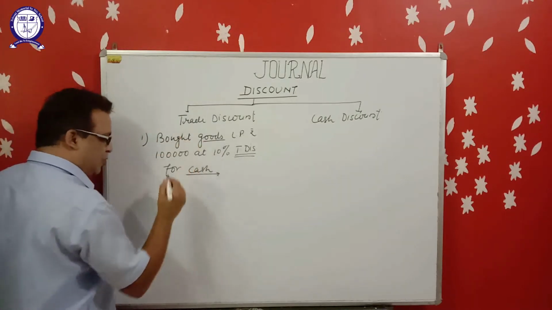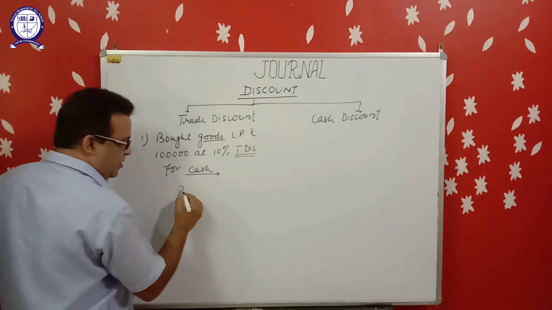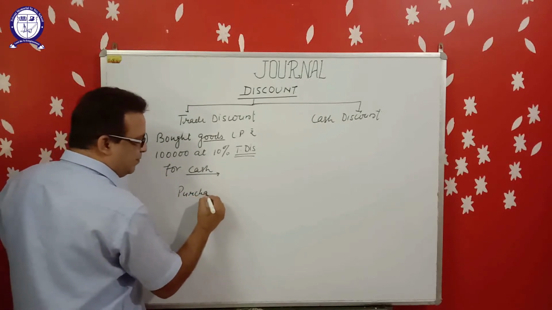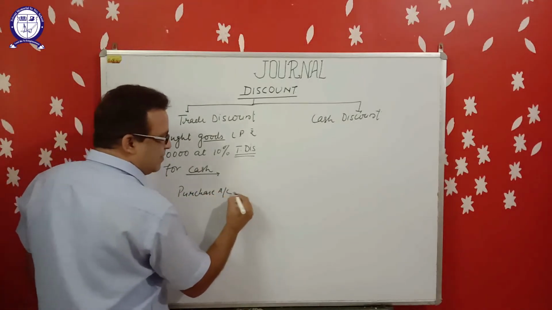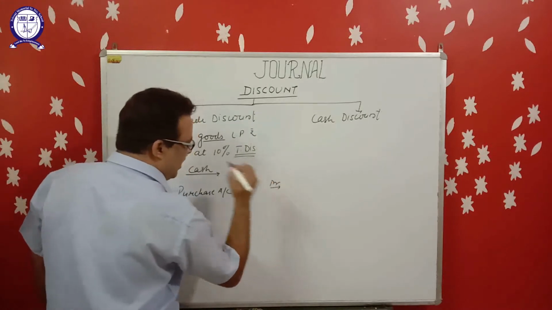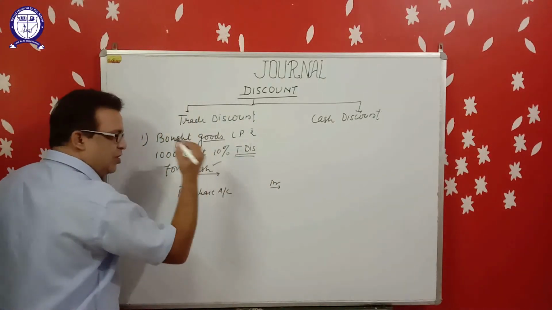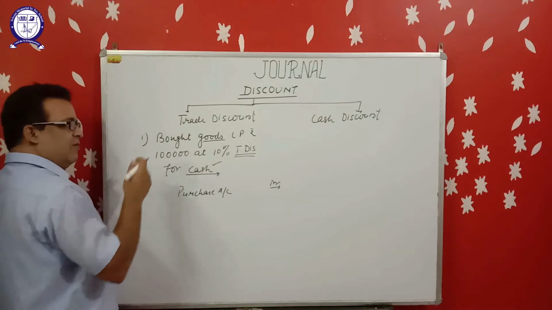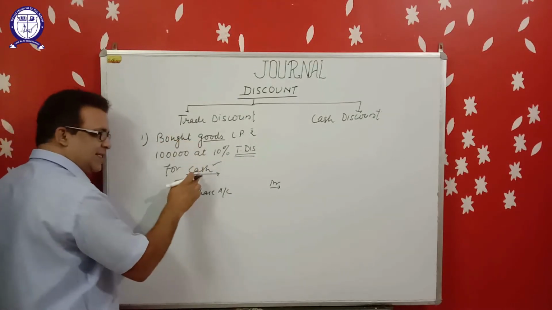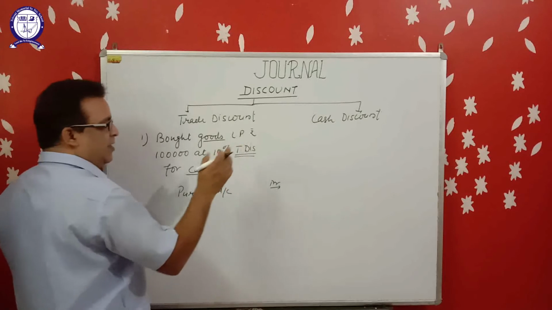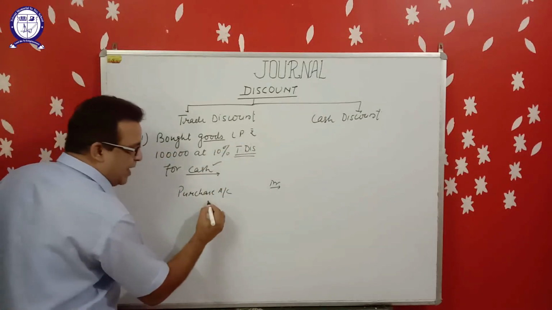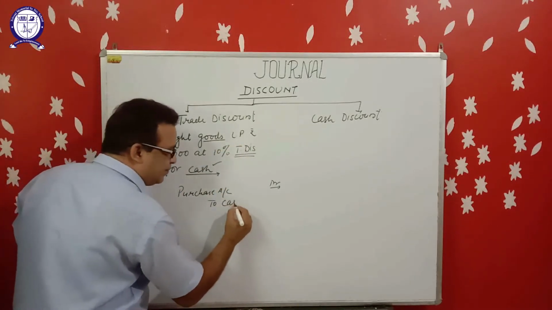When we purchase goods, purchase account is debited because it is an expense. Purchase account debit, and cash, it is an asset. When we purchase goods, cash is going, cash is decreasing. That's why it is credited.